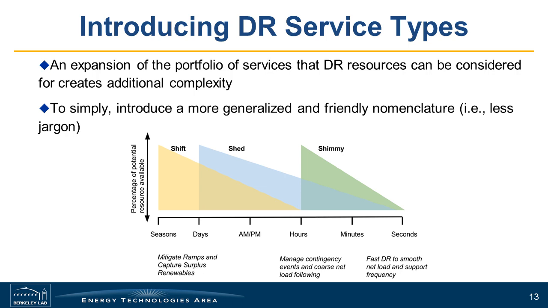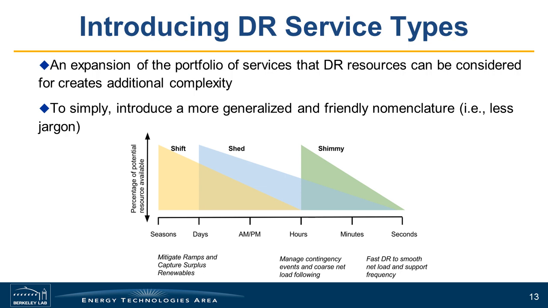So I know that California this year called its very first shed event. It was about 10 years since they had actually called some base interruptible programs and some capacity bidding programs. So it's one of those that even though it may not be used frequently, it can be very valuable when it's needed. And then finally, we introduced this resource that's called Shimmy.